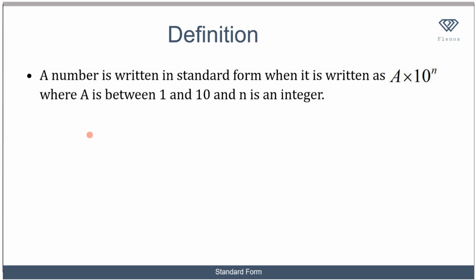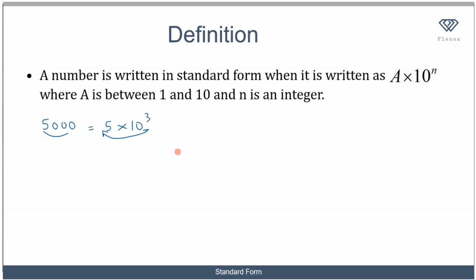For example, if I write the number 5,000 as 5 times 10 raised by 3. Normally, you know that these two numbers are equal because 10 raised by 3 is 1,000 and 1,000 times 5 gives you 5,000. But writing this number in this form is called standard form. This is the standard form of 5,000.